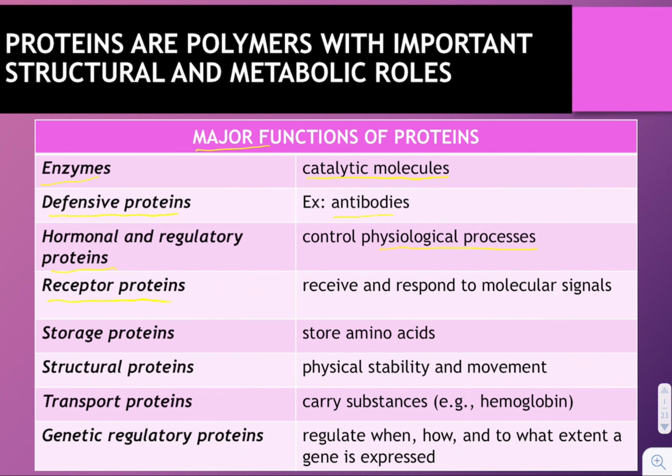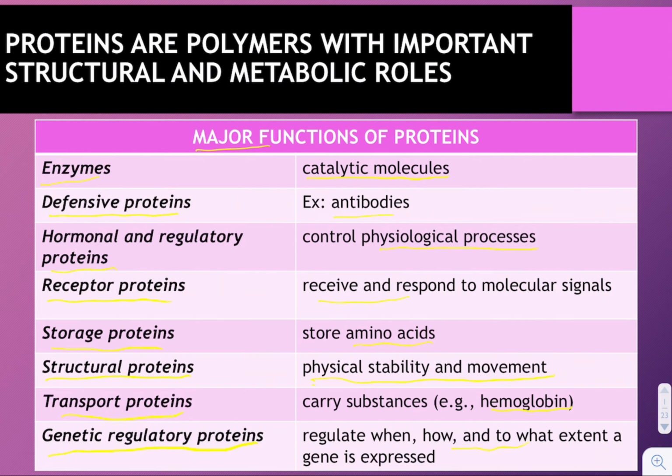Receptor proteins, again, we'll talk about in cell signaling. Those receive and respond to molecular signals. Storage proteins can store amino acids. Structural proteins are helpful for physical stability and movement. Transport proteins can carry substances, such as hemoglobin carrying oxygen. And genetic regulatory proteins can regulate when, how, and to what extent a gene is expressed.